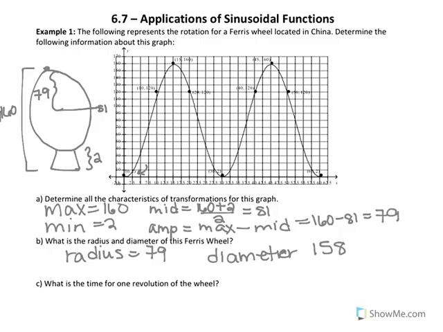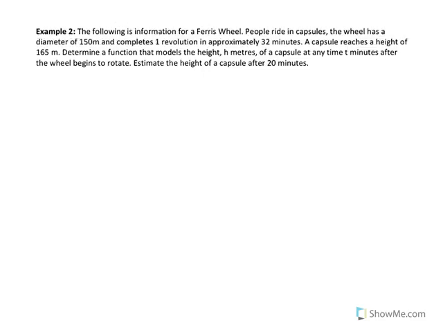We can also tell the period length. It goes from 0, and the next time it hits the minimum, it's at 30, so that means it's 30. That represents minutes. It takes 30 minutes to go around this Ferris wheel. So using that, we're going to do the next question where we have to make an equation.